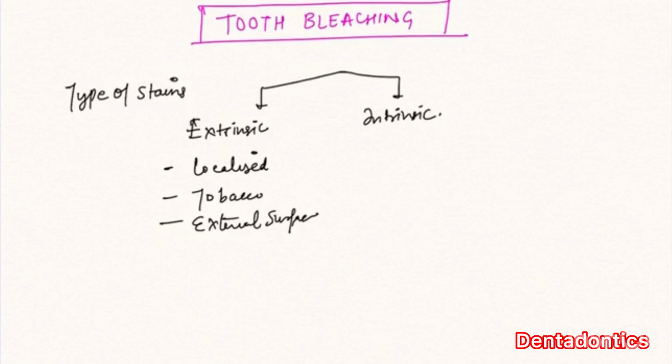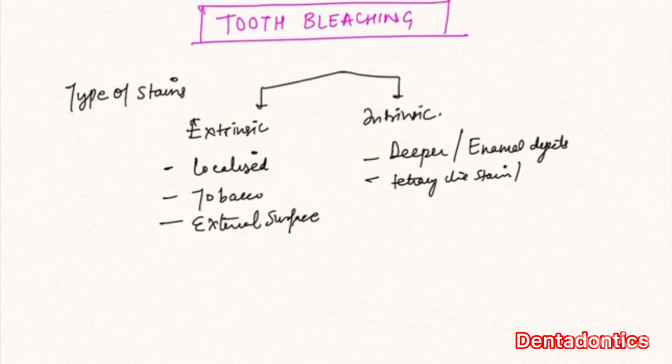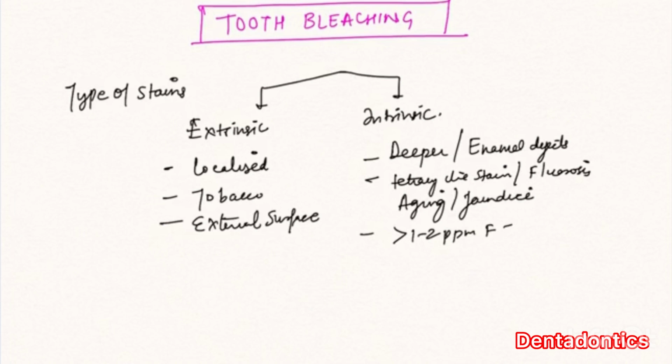Intrinsic stains are deeper stains, caused by enamel defects, aging, ingestion of food and drinks, tobacco, enamel microcracks, tetracycline medication, excessive fluoride, severe jaundice, dental caries, and fluorosis. If the fluoride concentration is more than 1 to 2 ppm, it leads to tooth staining. Metabolic alteration, defective matrix, and improper calcification of the tooth also cause stains, and these can be decreased by bleaching.